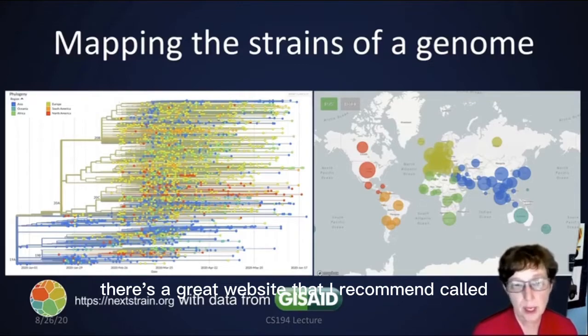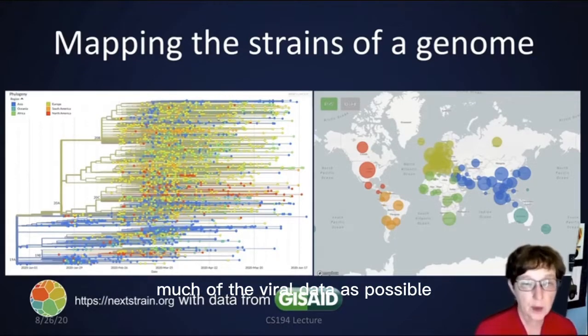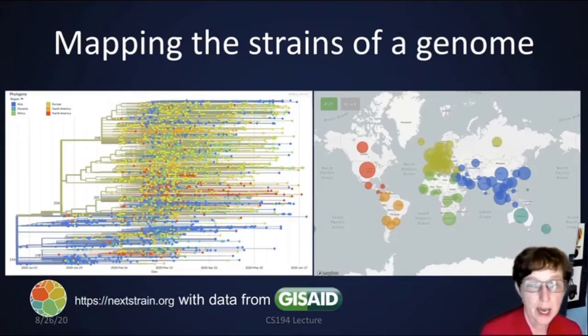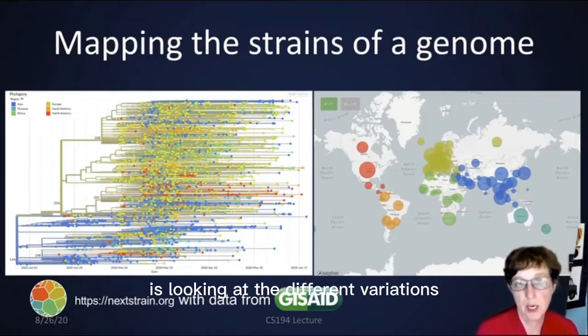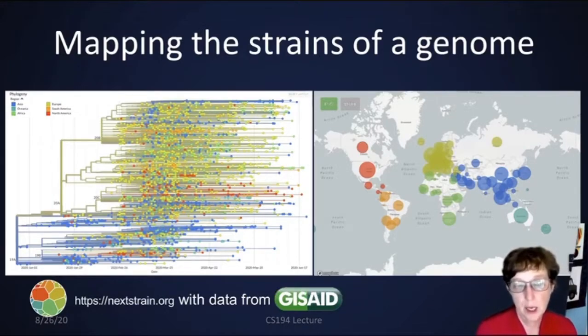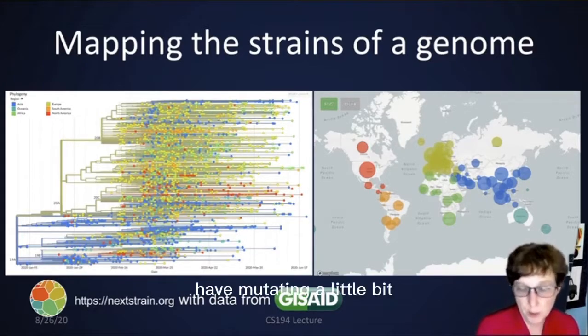There's a great website that I recommend called nextstrain.org, and they've tried to collect as much of the viral data as possible and look at the different strains. So this tree on the left is looking at the different variations over time as every time the virus reproduces, it has a chance of mutating a little bit.